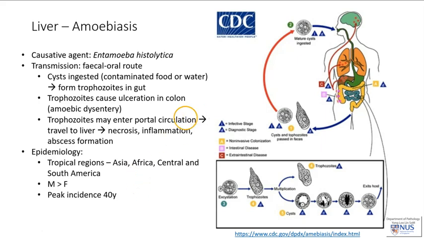This condition occurs most frequently in tropical regions, for example in Asia, Africa, and some parts of Central and South America. It tends to affect males more frequently, and the peak incidence is about 40 years of age.